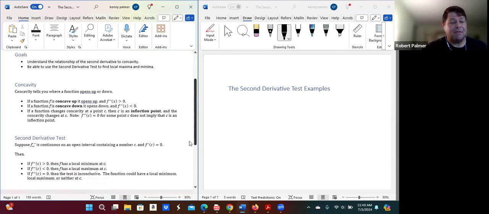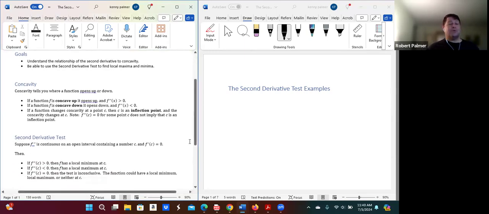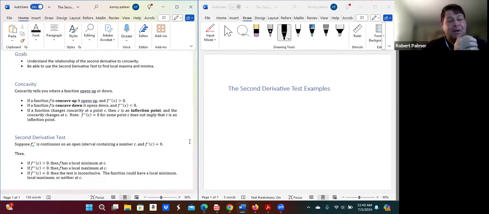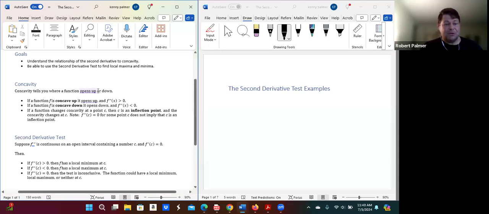So first, let's talk about concavity. This is something you may not know the word for, but you're familiar with the idea. We talk about functions that open up or open down, probably in algebra with quadratic functions. That's what we're talking about here. So concavity tells you whether a function opens upward or downward.